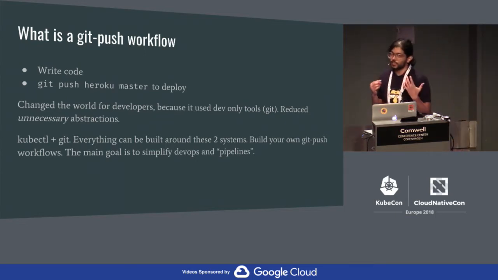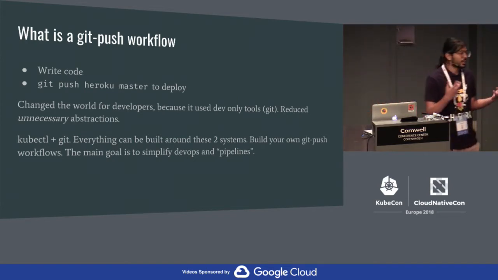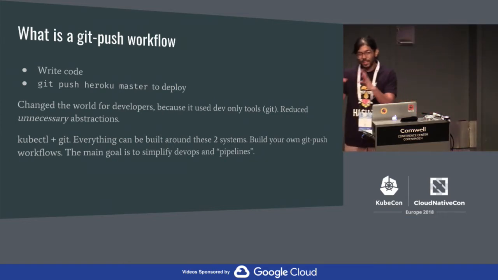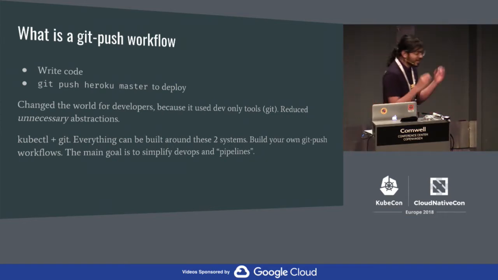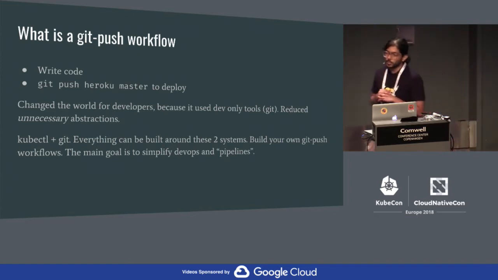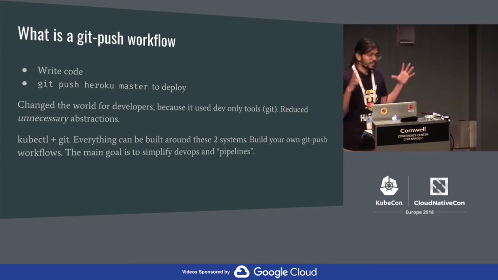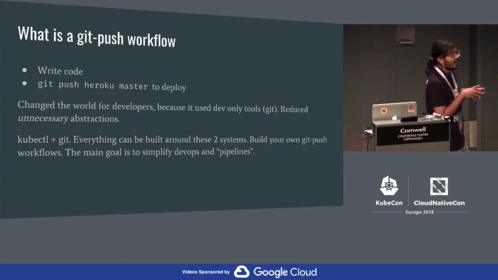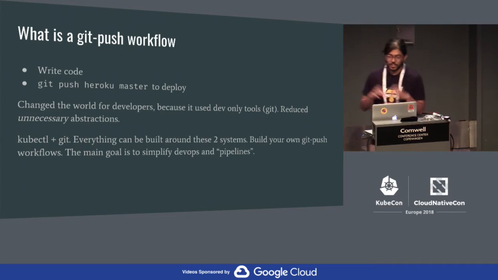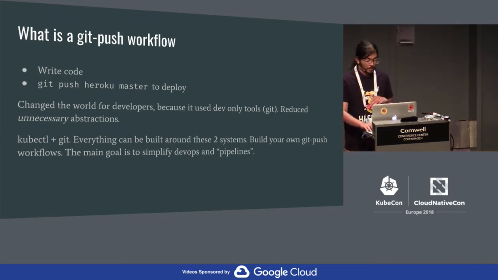And the idea is that if you can use these two tools well, then you can build your own Git-push workflows. And the main idea behind building these Git-push workflows, like a git push to the cluster master, or git push to your GitHub or Bitbucket or wherever, is that you can simplify DevOps and pipelines for the developer. The developer doesn't have to think about DevOps or pipelines, right? I just think about Git-push and my work gets done.